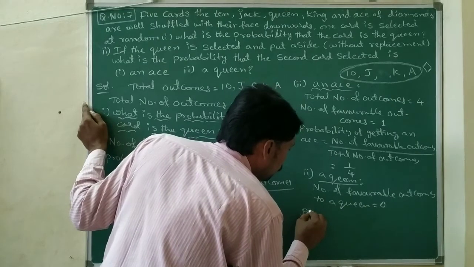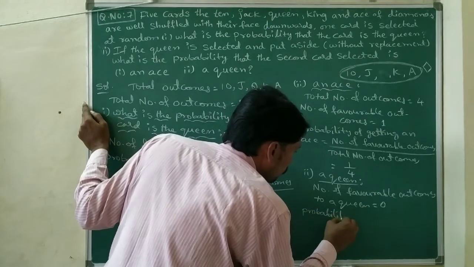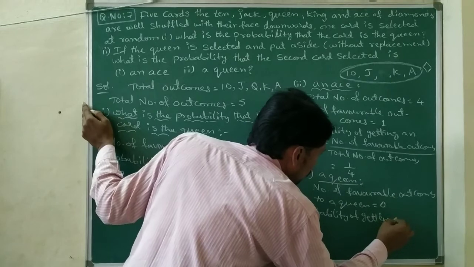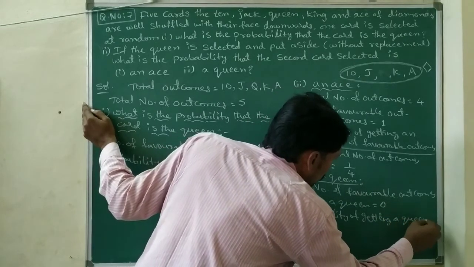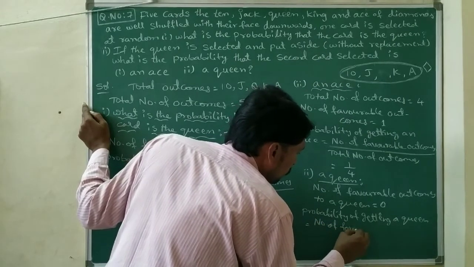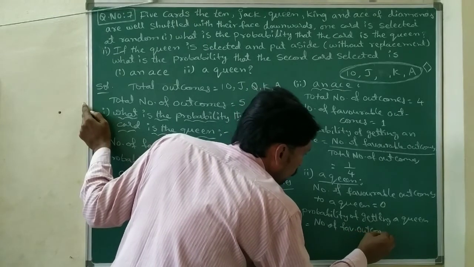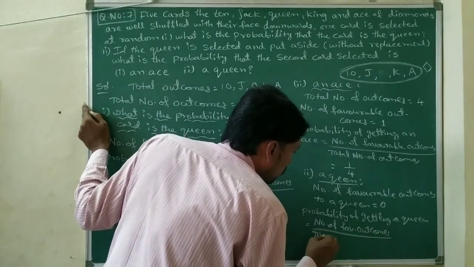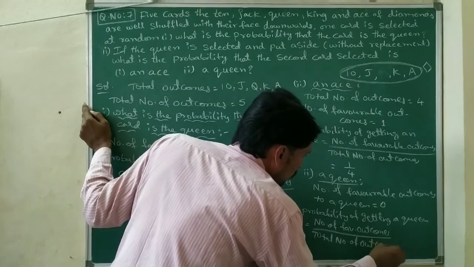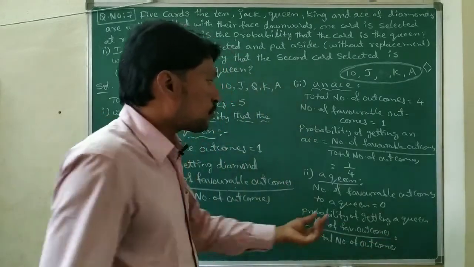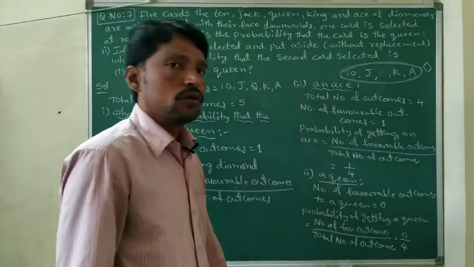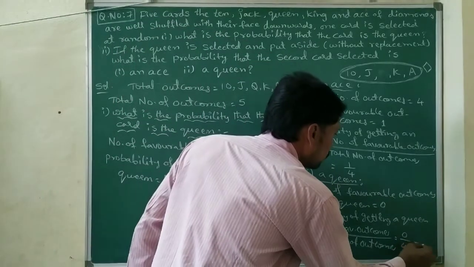So the probability of getting a queen equals the number of favorable outcomes by the total number of outcomes. The number of favorable outcomes to a queen, how many did we get here? 0. By the total outcomes, which is 4. So 0 by 4, the value we get is 0.